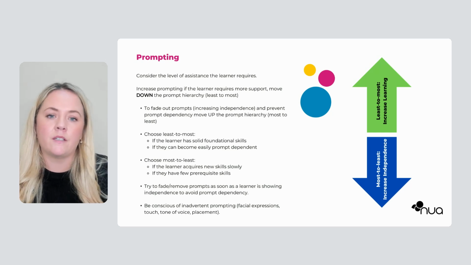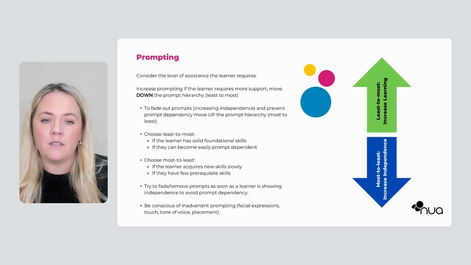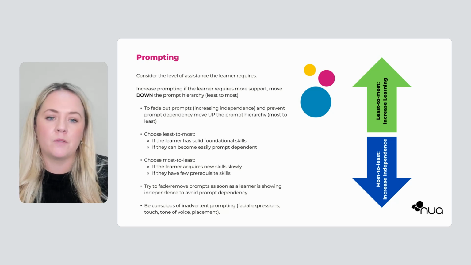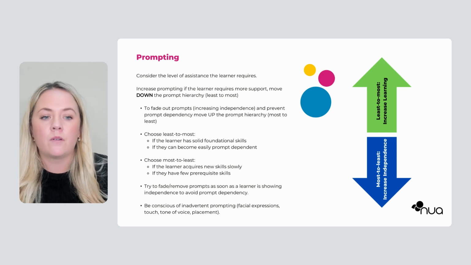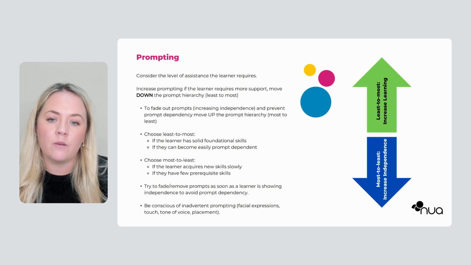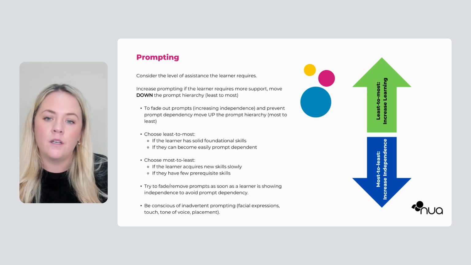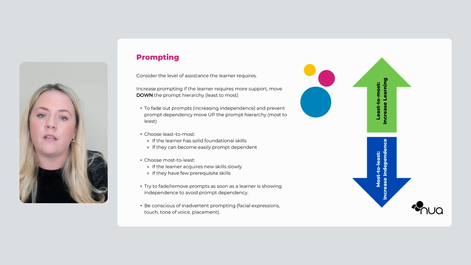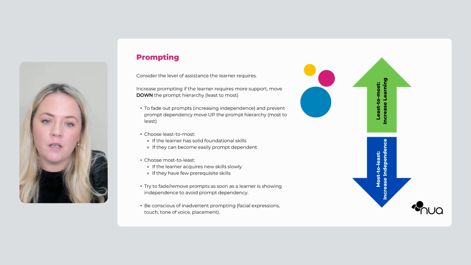So we always want to try and consider carefully the level of assistance that the learner requires. So we want to increase prompting if the learner requires more support and then move down the hierarchy from least to most. We want to try and fade out prompts and prevent prompt dependency by moving up the prompt hierarchy from most to least. So that's how we would try to, again, fade that out to make sure that the person doesn't become prompt dependent. So whereby we might start with full physical guidance and quickly pull back to partial physical guidance, to a verbal prompt or a visual prompt, and then gradually moving on towards maybe model prompts.